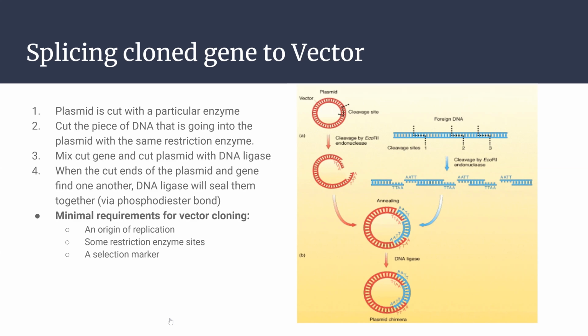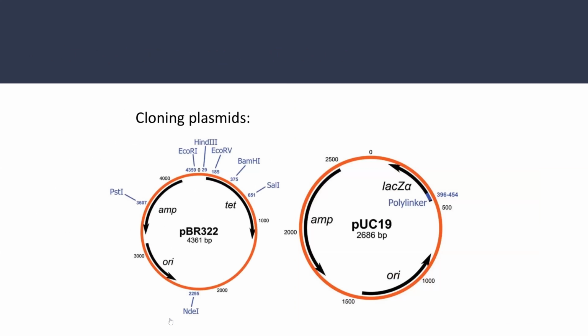What you definitely need to know is that the minimal requirements for vector cloning are an origin of replication, some restriction enzyme sites, and a selection marker. Those are the three things that they need. And then this is just another picture of cloning plasmids that I saw from the class that I thought could be helpful.